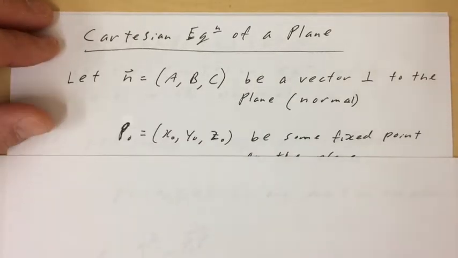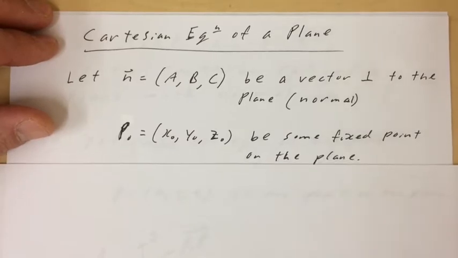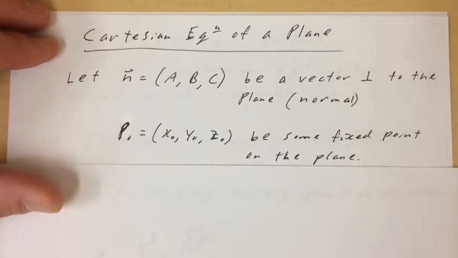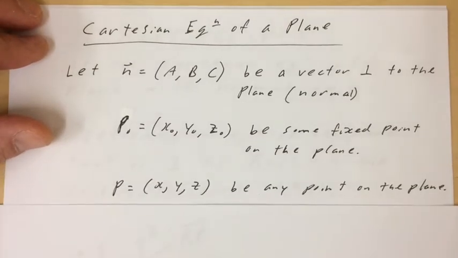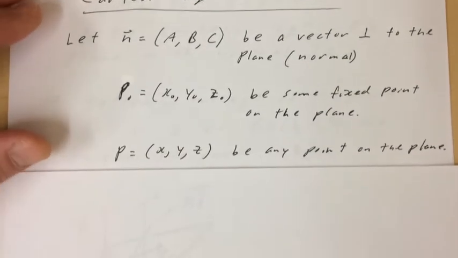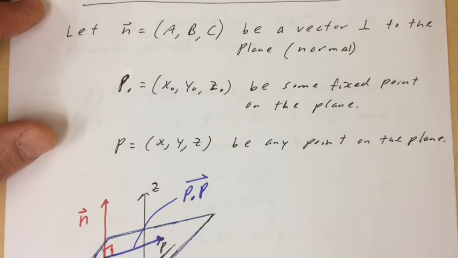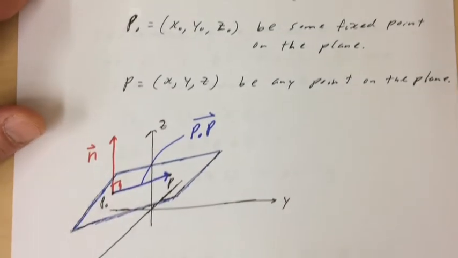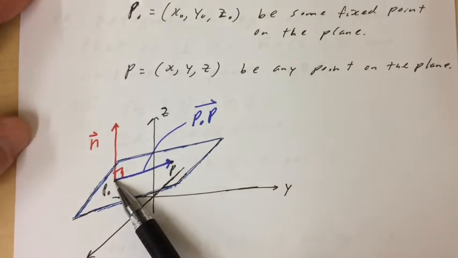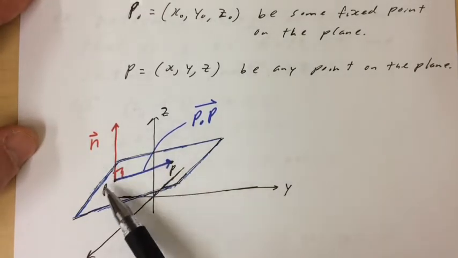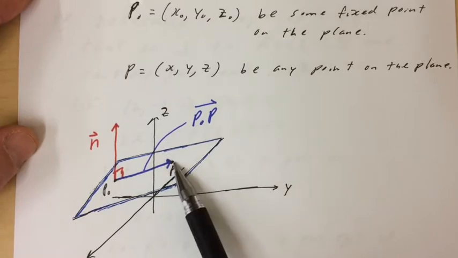Okay, P naught is some fixed point on the plane. So we know the values of x naught, y naught, and z naught. And x, y, and z are going to be any point on the plane. When we draw that out, we get a nice picture that looks like this one here. So P naught is some point on the plane, N is perpendicular to the plane, and here's P, which is any point on the plane.